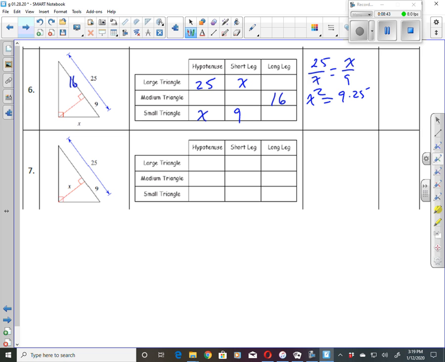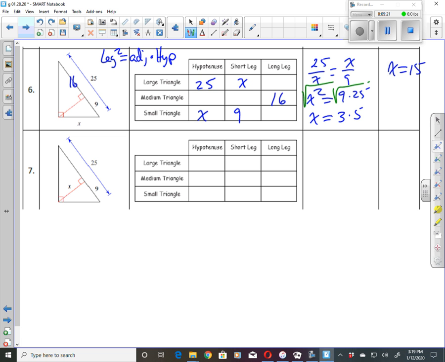Right now, if I take the square root of both sides, I'm going to end up with x equal to the square root of 9, which is 3, times the square root of 25, which is 5, or x equals 15. This formula, notice, is leg squared equals the part adjacent times the hypotenuse. Okay, and that's another formula that's going to happen again.